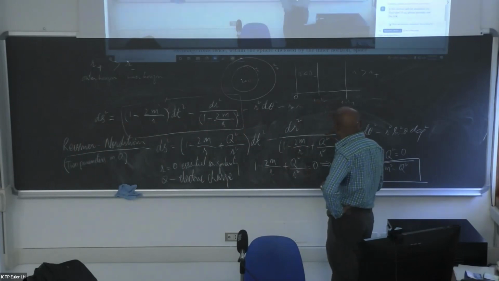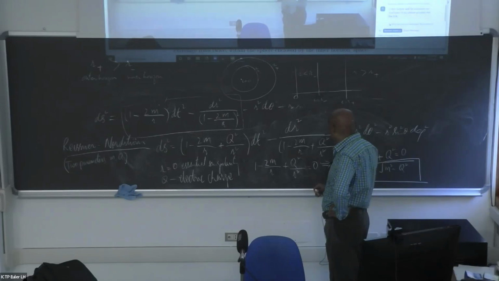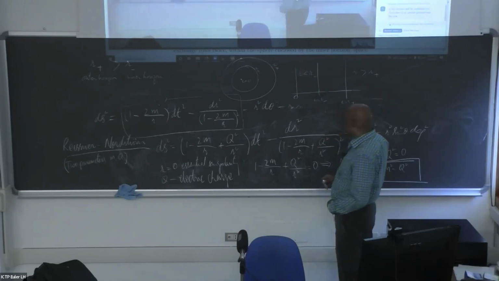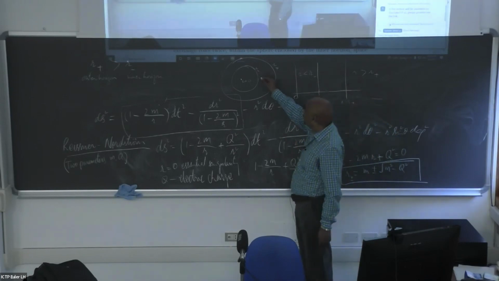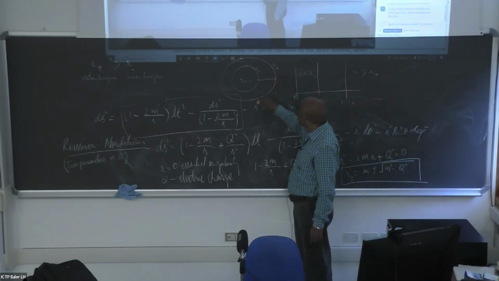Okay, so this is the analysis for this. The only difference is that it has two parameters. It has two regions. This is the region between these two horizons.